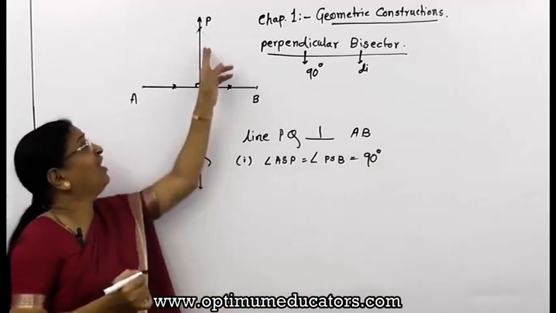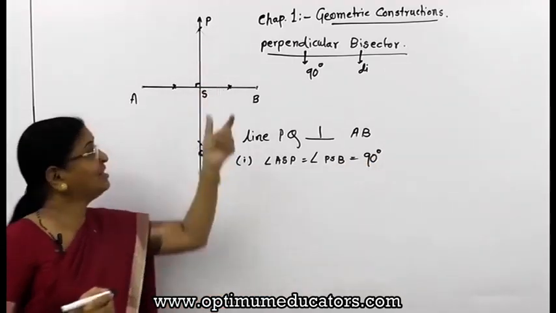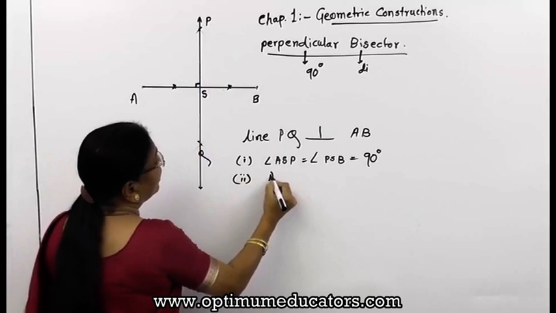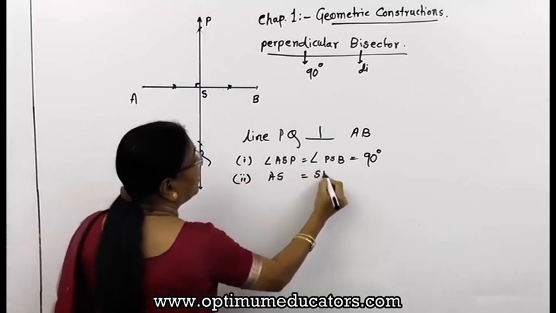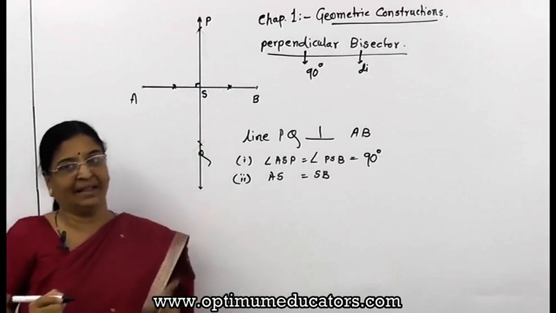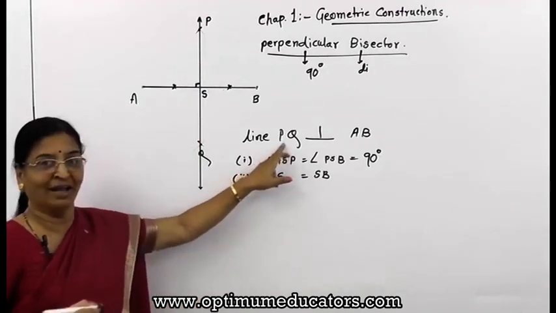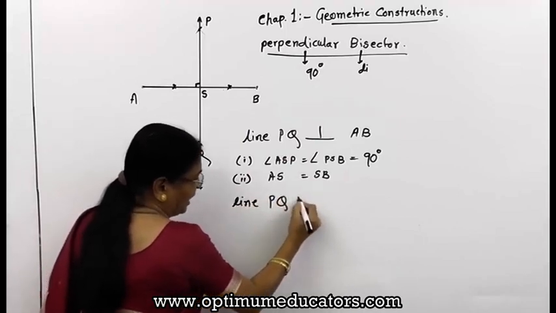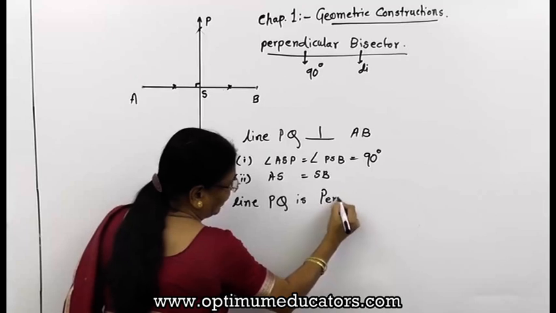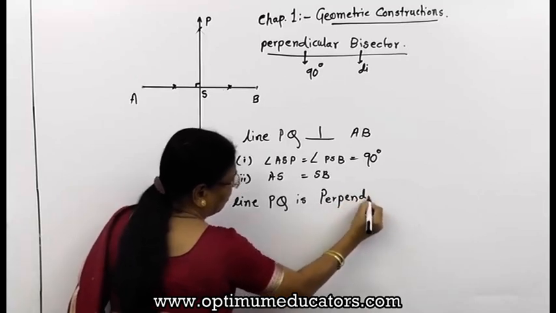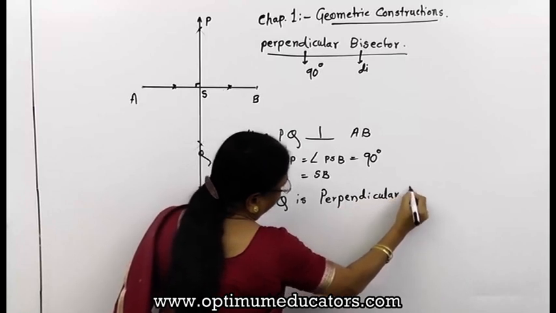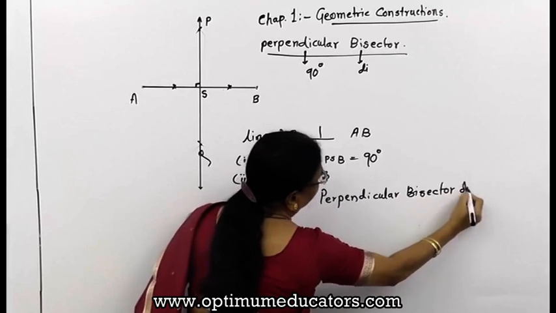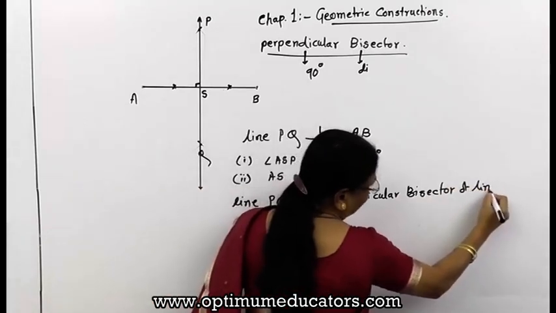That is, where the line intersects, it makes two angles which are 90 degrees, and the second condition is, of course, the two parts of this segment must be equal in length. Then only we will call it line PQ, the perpendicular bisector of line segment AB.